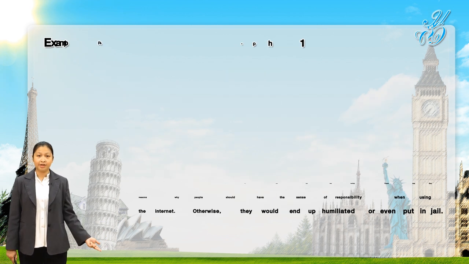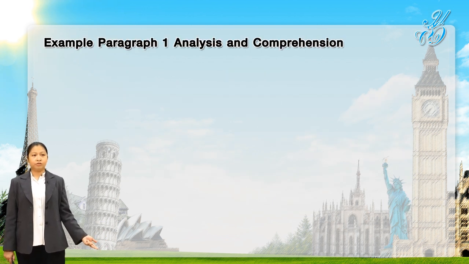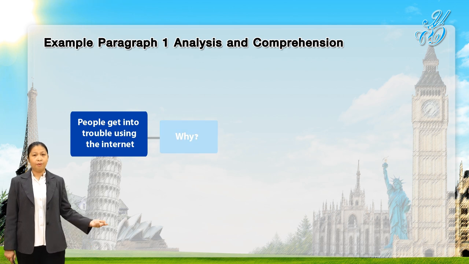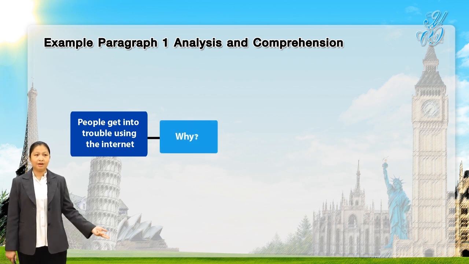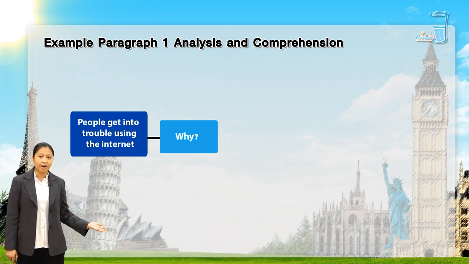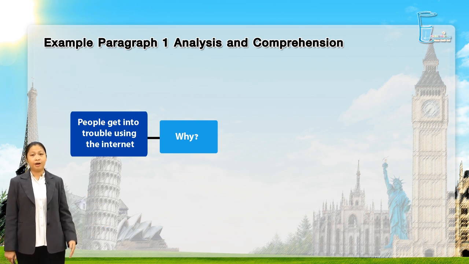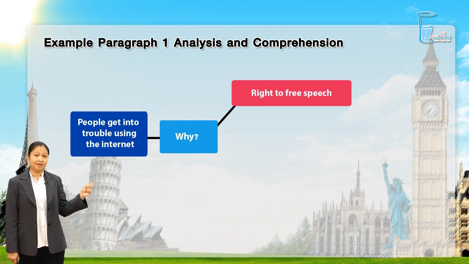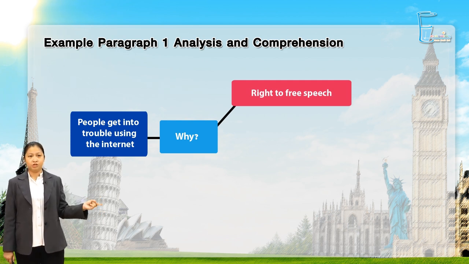Let us analyze the paragraph. So the paragraph is talking about people getting into trouble using the internet. Why? Why are they getting into trouble? So answering the question why, we are talking about the causes. What are these causes? Because number one, they think they have the right to free speech.